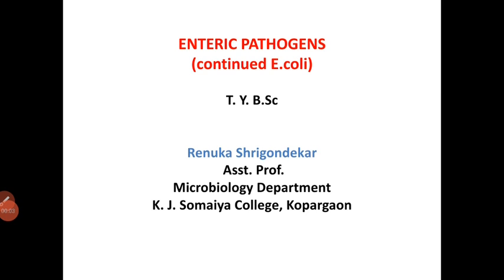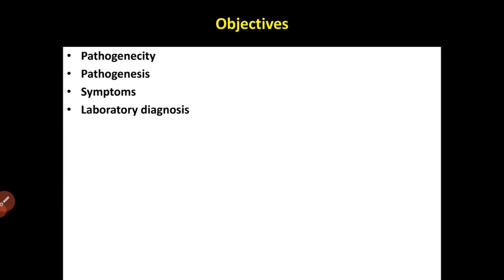Hello students. In the previous lecture, we had seen enteric pathogens. In that, E. coli we had started with respect to classification, biochemical characters, antigenic structure, viability characters. Now continuing E. coli, we will move ahead to its pathogenicity, pathogenesis, symptoms, laboratory diagnosis, epidemiology, prophylaxis, treatment.